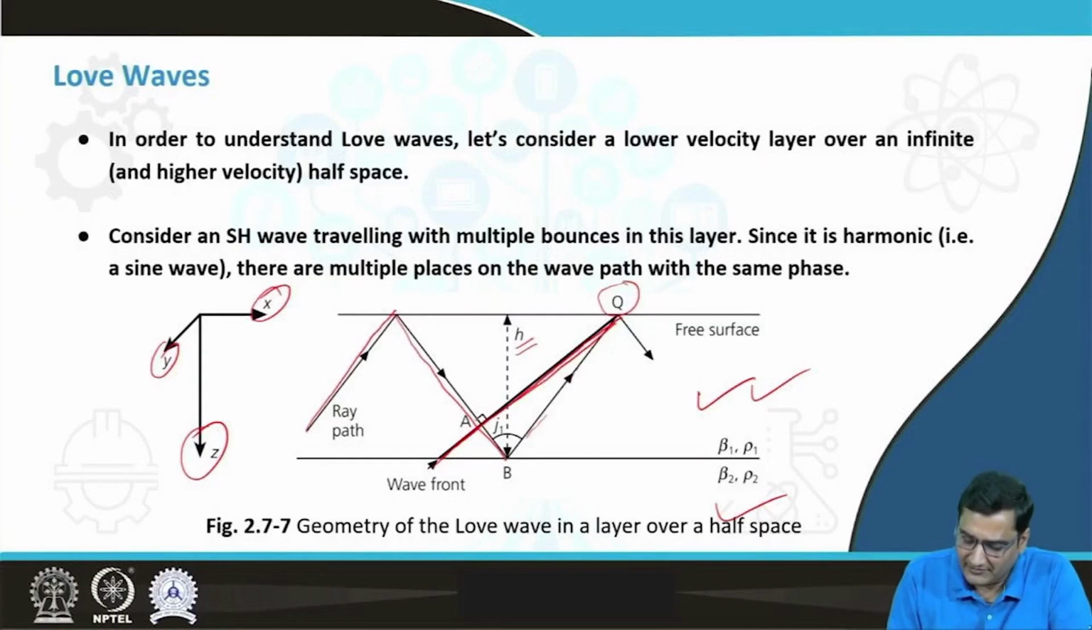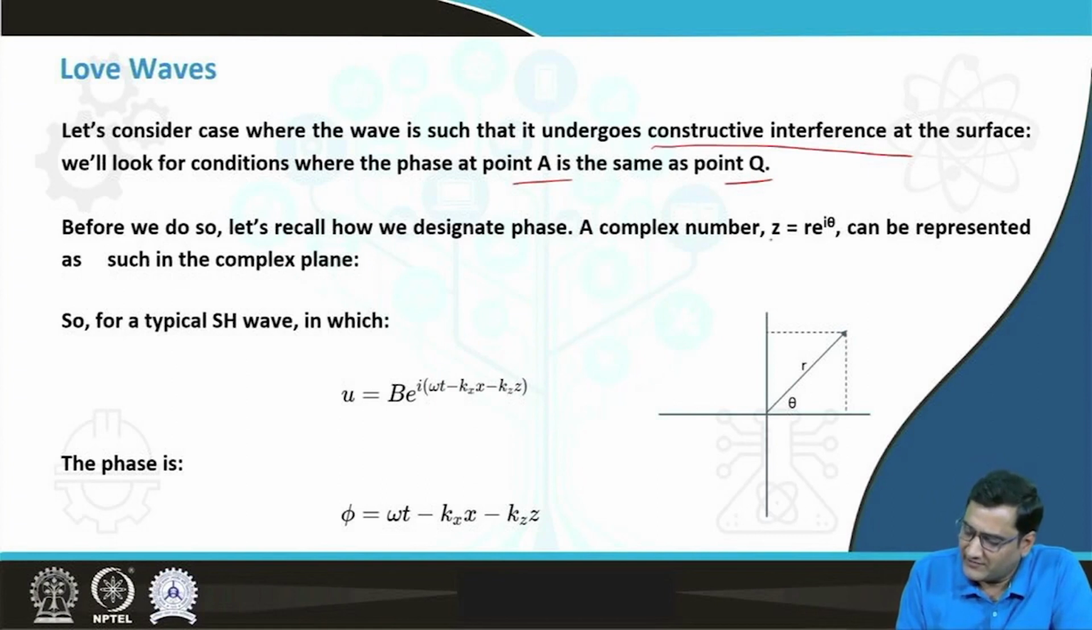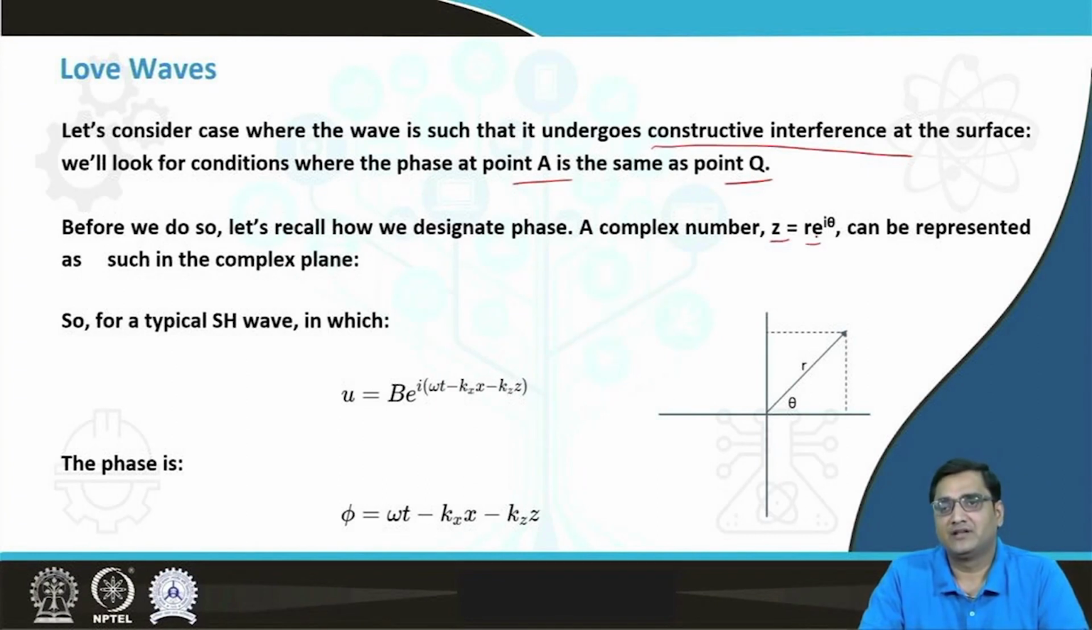So that means this is your point A here and this is your point Q here. So at point A and at point Q, the phase will be the same, that we are going to consider. Now, in order to represent your wave equation in terms of a polar complex number equation, we know that we can represent it as Z is equal to R e to the power iota theta, where iota is the complex number, R is the modulus of the complex number, and theta is the phase.